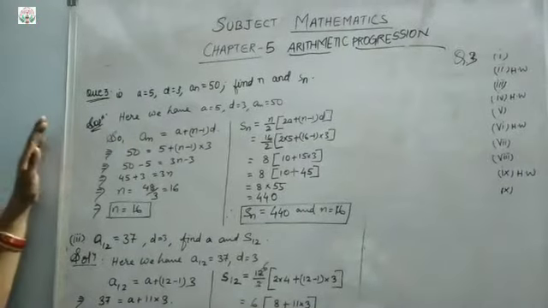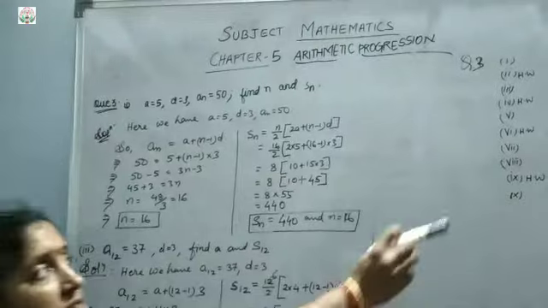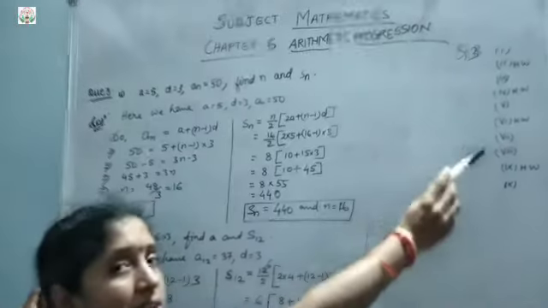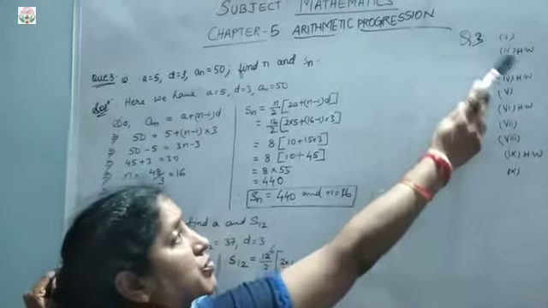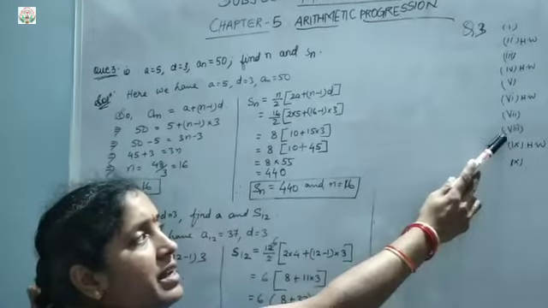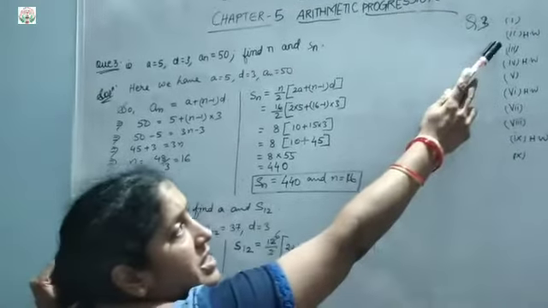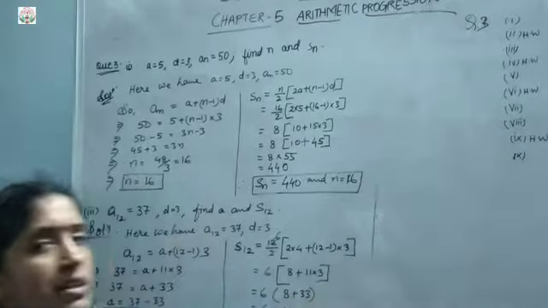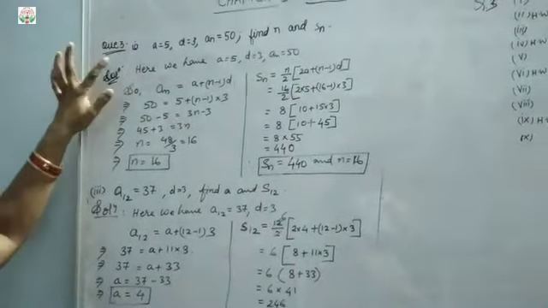Let's begin our 5.3 exercise third question. In that third question we can see there are 10 bits. In those 10 bits we'll be solving question number 1, 3, 5, 7, 8 and the 10th one. Your homework will be the second one, fourth one, sixth one and ninth one. Now let us see the third one's first question.